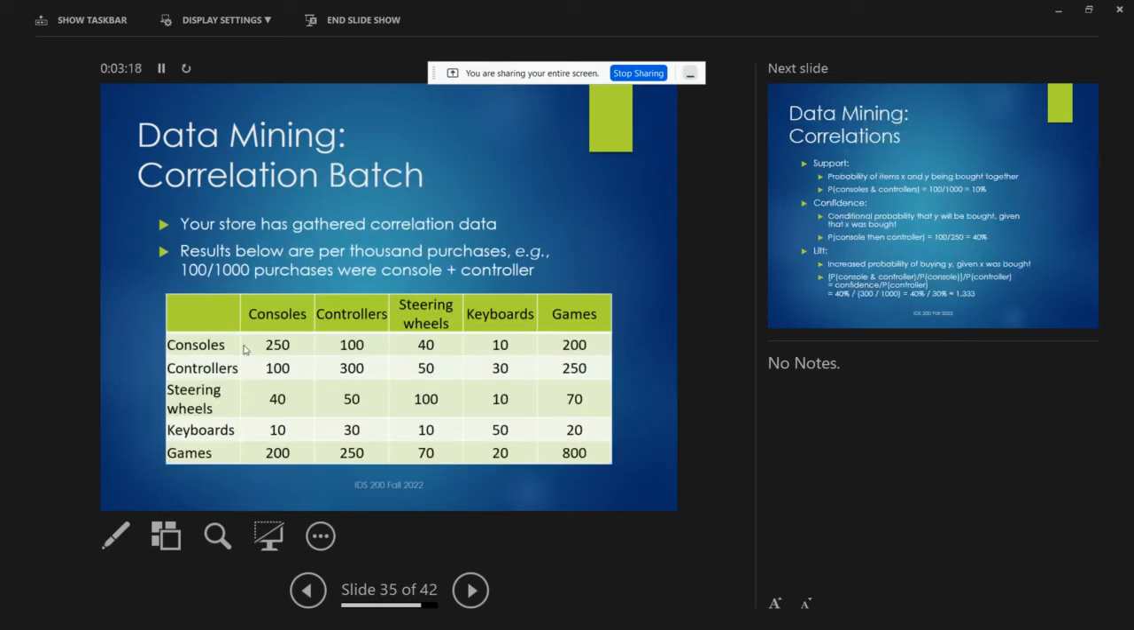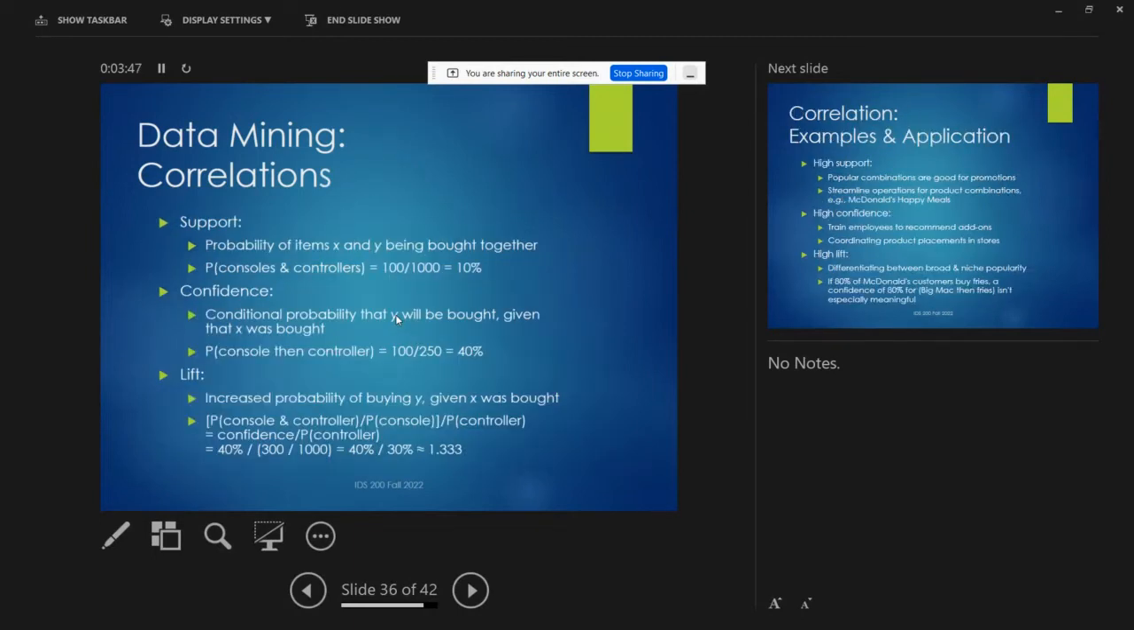So we look at this. Of all the people who bought consoles, 100 of them bought controllers. So controller and console together is only a 10% probability event, 100 out of 1,000. But if you already know that somebody bought a console, then they're actually much more likely to buy a controller, more likely than average. The average number of people who bought controllers is 300 per 1,000, so 30%. So you're actually a bit more likely to buy a controller if you're buying a console that same day.